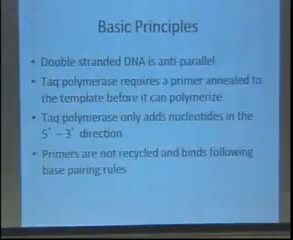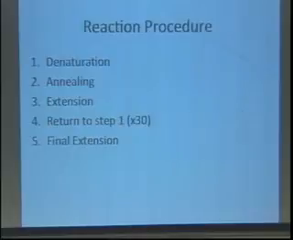Here are the basic principles. DNA, double-stranded, anti-parallel, stress that over and over again. The polymerase, the thing that makes the DNA extension, requires a primer. It always goes in a 5' to 3' direction. So here's what happens. Always denaturation, separating, annealing, having the primers bind, and extending. And you do that over and over and over, okay?